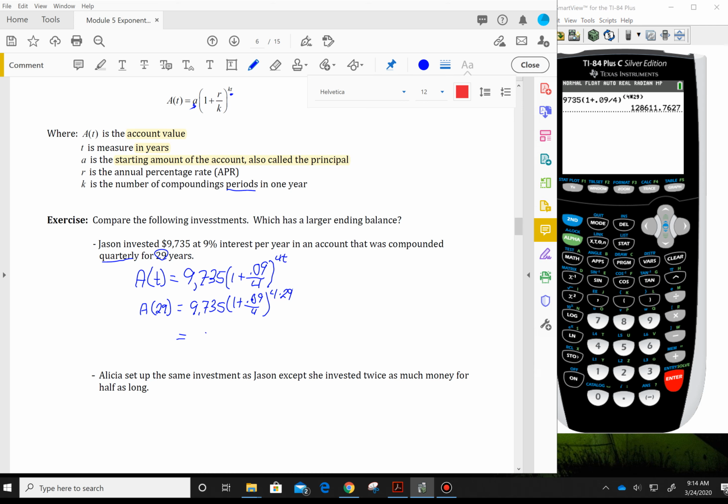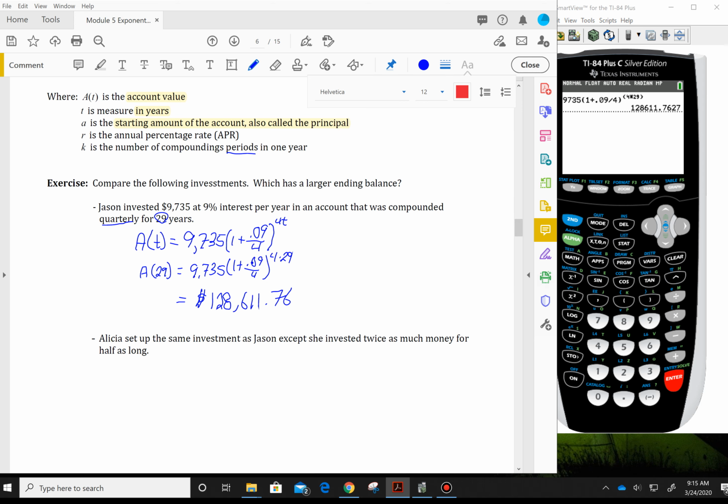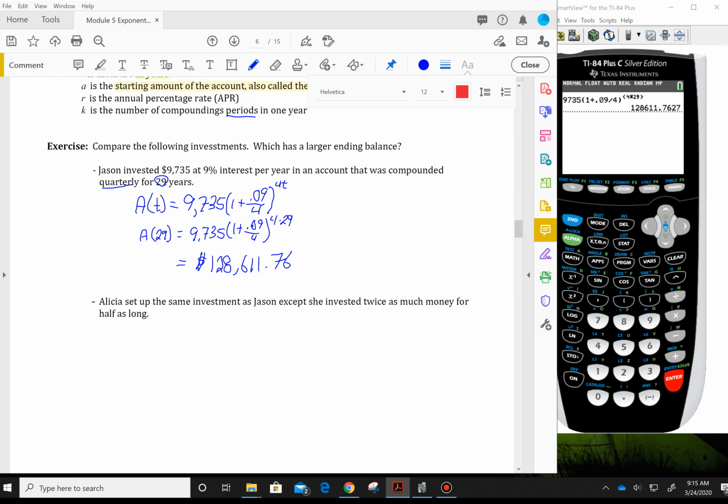And since we're talking about money, let's round this value to the nearest penny. I see this coming out as $128,611.76 as the value of Jason's investment. Now let's compare this to Alicia's investment. Alicia set up the same investment as Jason, except she invested twice as much money for half as long.